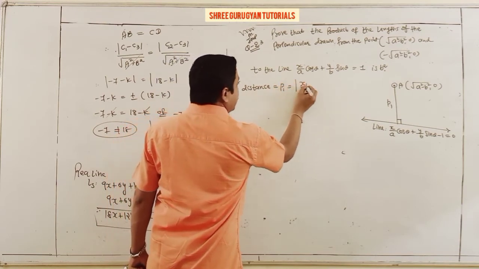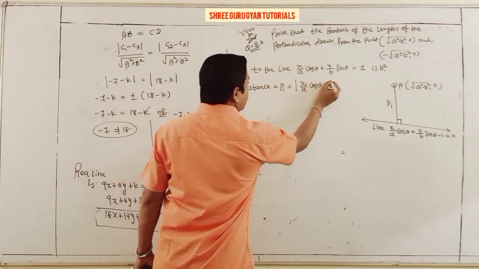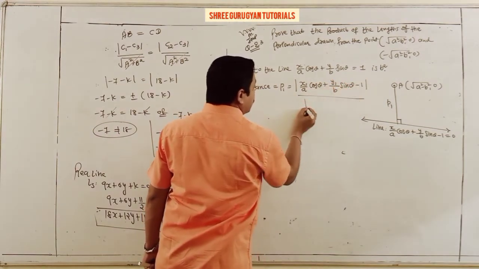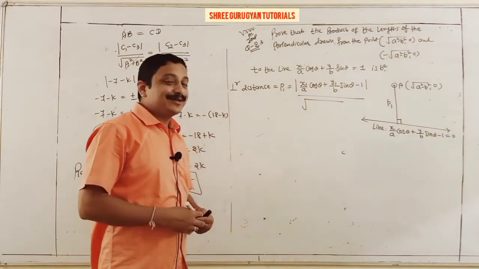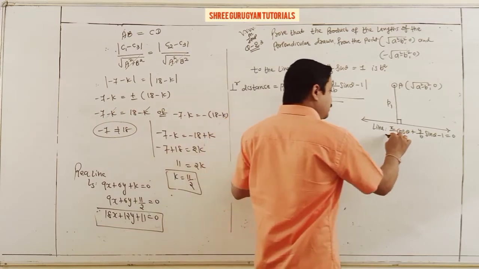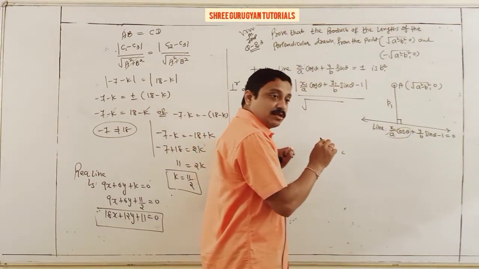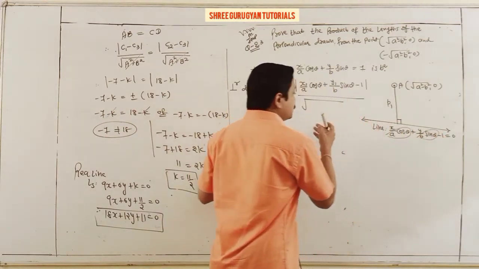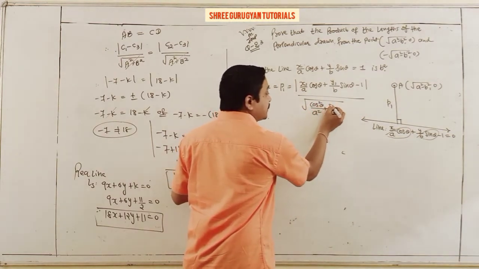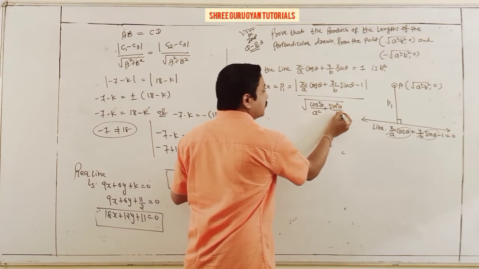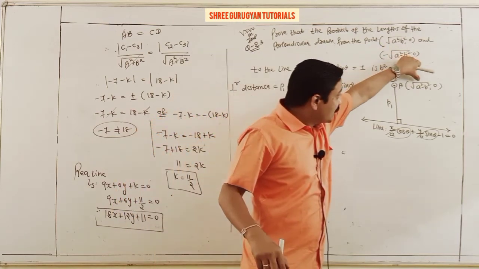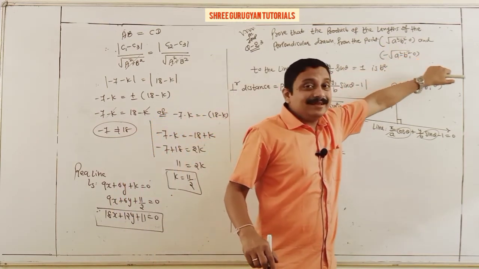P1 is x1 by a cos theta plus y1 by b sin theta minus 1 upon under root of a square plus b square. What is your a? A is the coefficient of x, b is the coefficient of y. So I just write down cos square theta by a square and sin square theta by b square. Now students, x1 y1 you will apply.